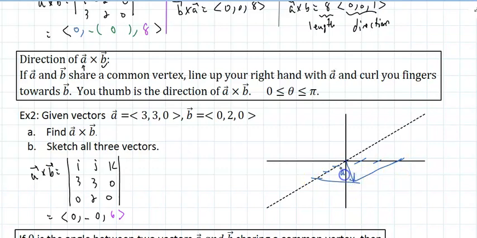There's vector A. If I look at vector B, which happened to be 0, 2, there's vector B. Now, if I line up my hand with the blue, which is on the floor, and I curl my fingers toward B, I should expect the direction to be somewhere along that path. Why is that? Well, it has to be perpendicular to both.